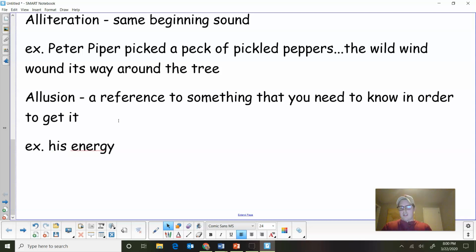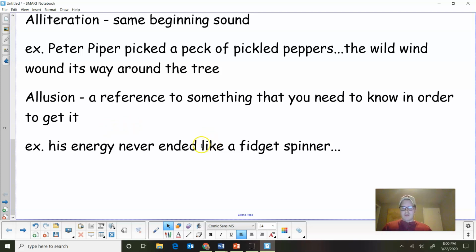his energy was like a fidget spinner. Sorry. His energy never ended like a fidget spinner. Now, this is an example of a simile as well because I use the word like, but it's also an allusion to something that is popular, like a fidget spinner, all right?